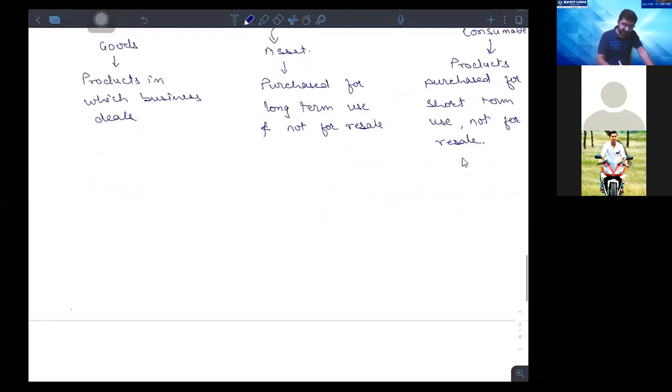Now, when you purchase the goods, the account getting affected is purchase account. When you purchase the asset, the account getting affected is the respective asset account. Whereas when you purchase the consumables, the account getting affected is the consumable expense account. Like stationery purchase की तो stationery expense आ जाता है, right?